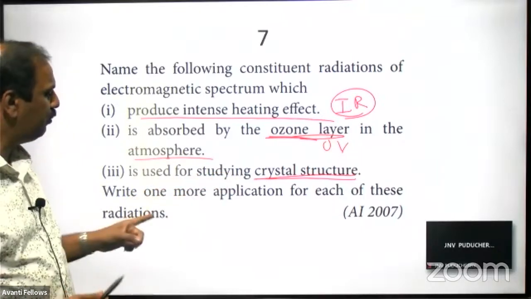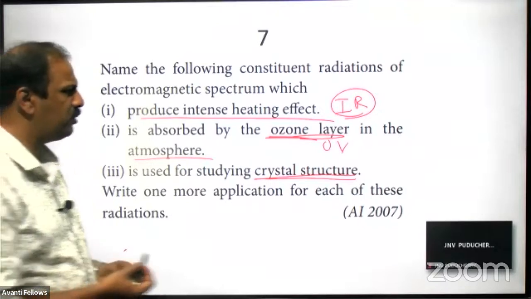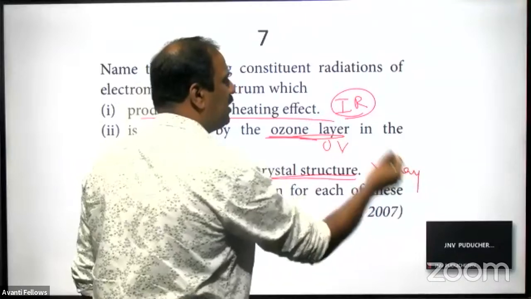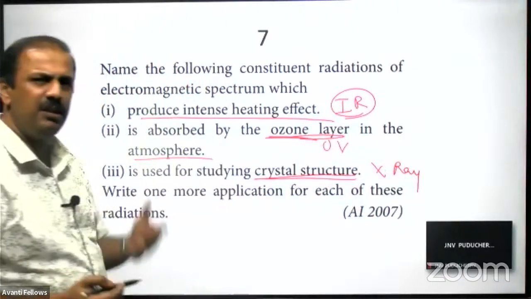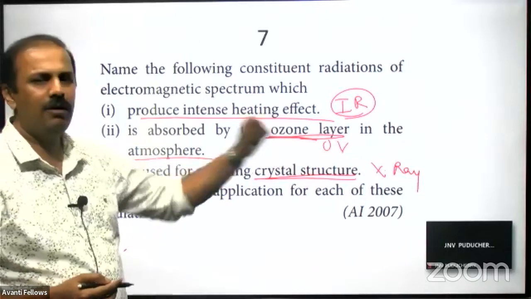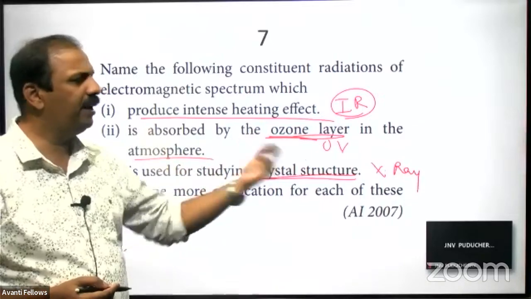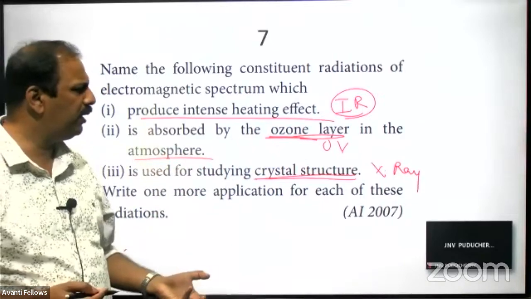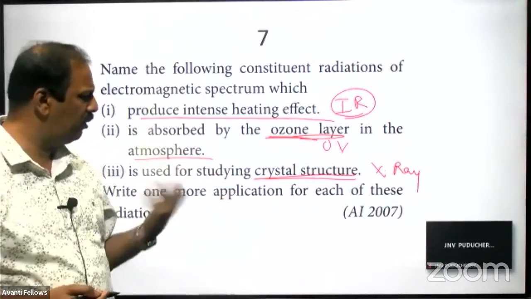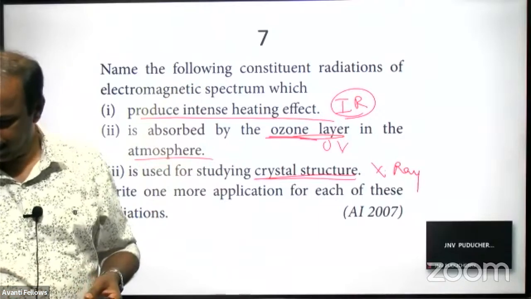Then write one more application of each of these. What are the other applications? This is X-ray. Infrared, what is the other application? It is used in TV remotes, and many other things. UV is absorbed by the ozone layer. It is used for LASIK treatment, and also for purification of water. X-ray, crystal study, another application is medical diagnosis, already done. So all these things can be explained.